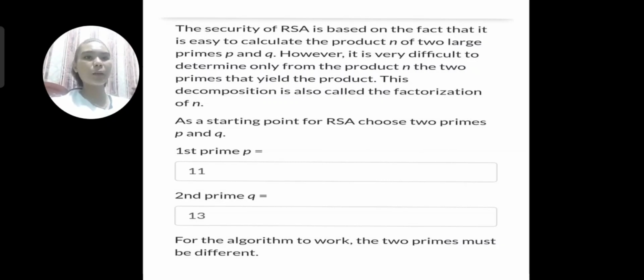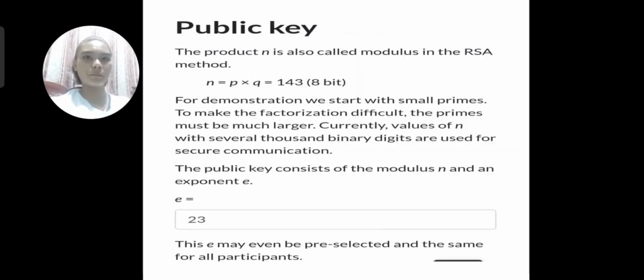As a starting point for RSA, choose two primes P and Q. The first prime P is 11 and the second prime Q is 13. For the algorithm to work, the two primes must be different. Public key. The product n is also called the modulus in the RSA method. n equals P times Q equals 143, which is 8-bit.